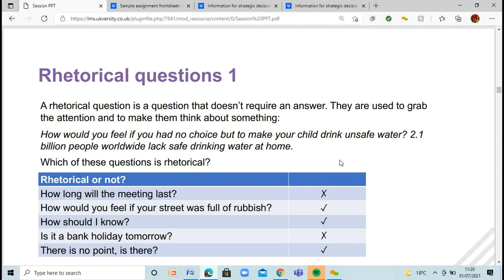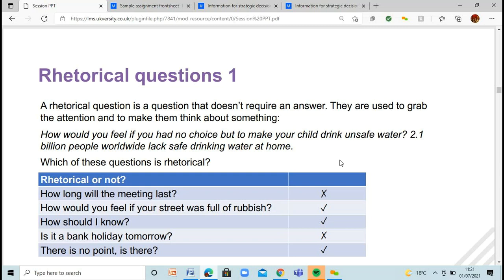Then we have rhetorical questions. Now remember, a rhetorical question doesn't need an answer. They're just there to get your attention, or to make you think about something. Or sometimes when you're at home and you can see the mess created by all the kids and you say, who's going to clean this up? And they'll all ignore you because you know they're not going to answer you. Or you say, oh, what's the point of this?